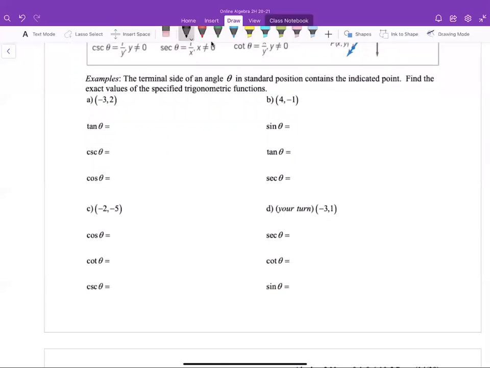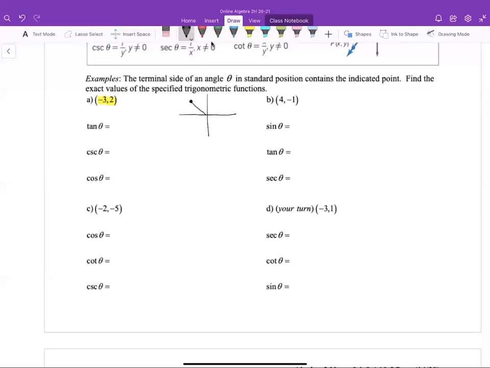Let's do some problems. So we have the terminal side of an angle theta in standard position. It contains the indicated point. Find the exact values of the specified trig function. So we're not going to use our calculator because our calculator will give us a decimal, and that will not be an exact value. So I have the point -3, 2. So -3 comma 2 is going to give me somewhere in this location right here.